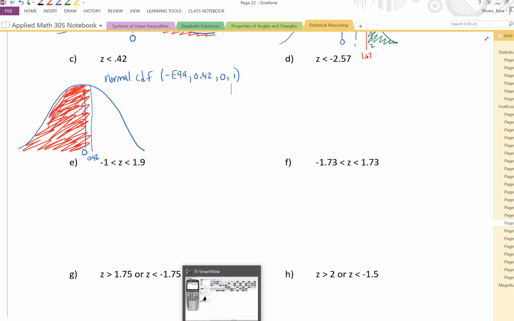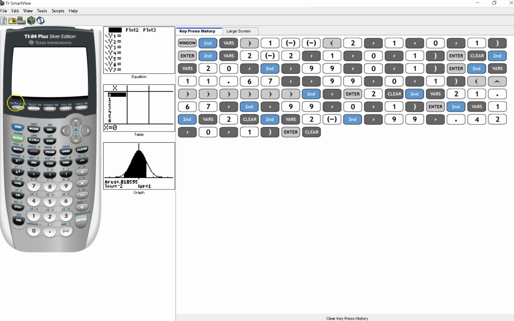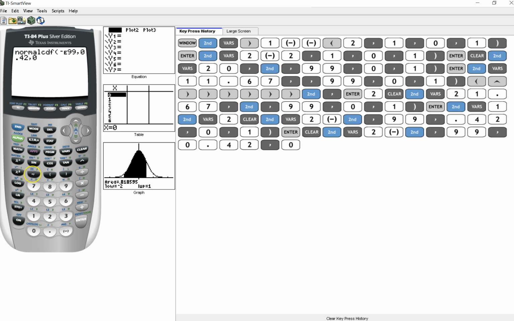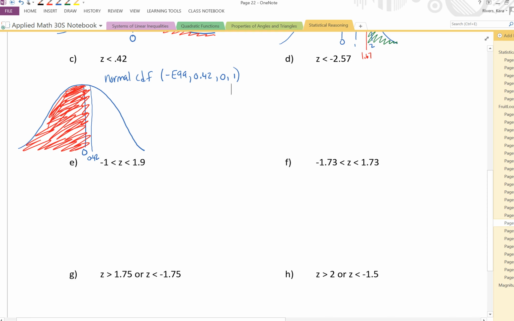So try this one out in your calculator. Second vars, or the distribution menu, normal CDF, negative E99 to 0.42, mean of 0, standard deviation of 1, and enter. And you can see that the area under the curve would be 0.6628 if we round to four decimal places.